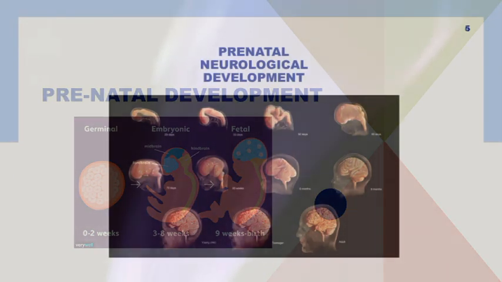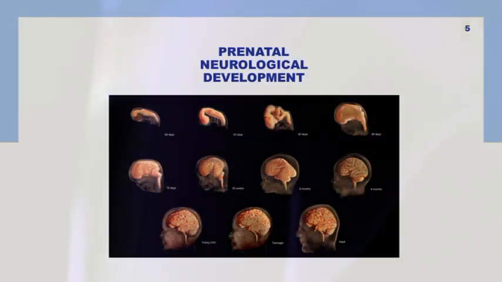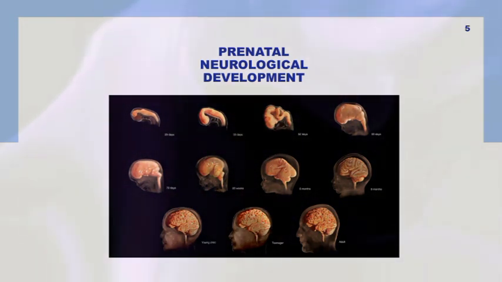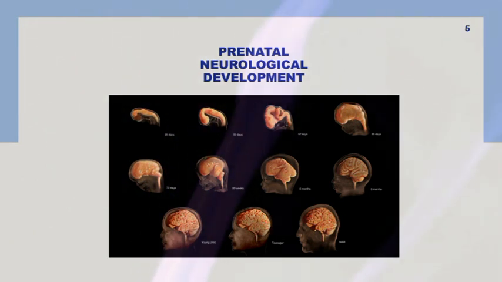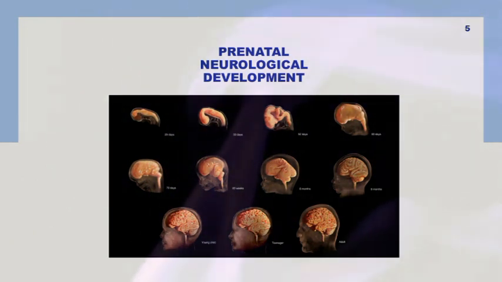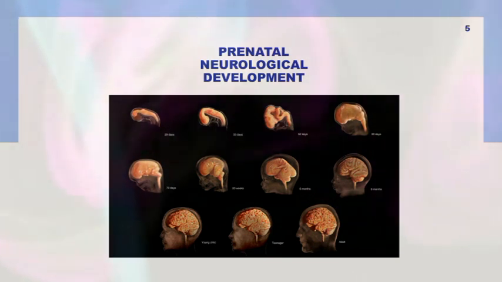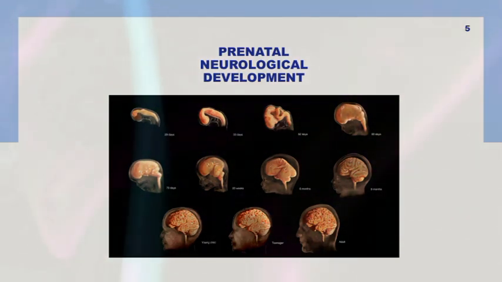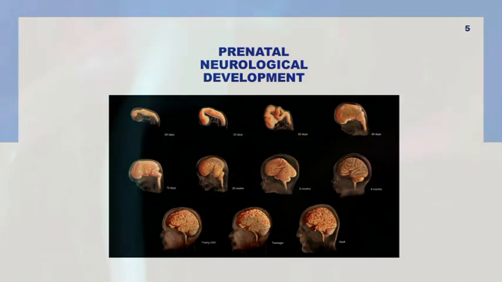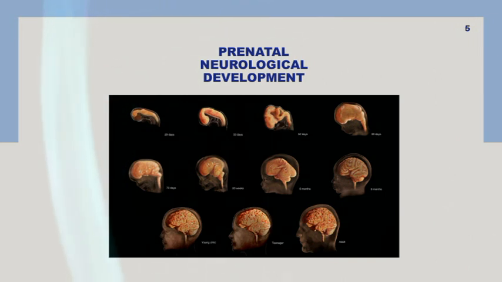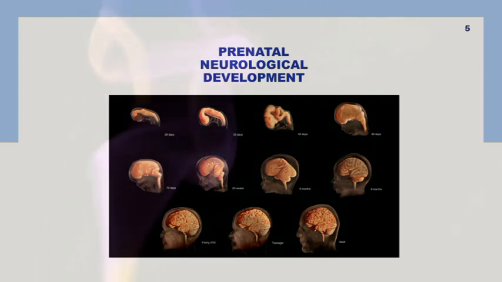And so right at the outset of prenatal development, one of the earliest and most crucial milestones is the formation of the neural tube. And this process occurs during the embryonic stage, typically within the first few weeks after conception. And the neural tube serves as the precursor to the central nervous system, eventually giving rise to the brain and spinal cord. And any disruptions or abnormalities during this critical period can have profound consequences for neurological development.